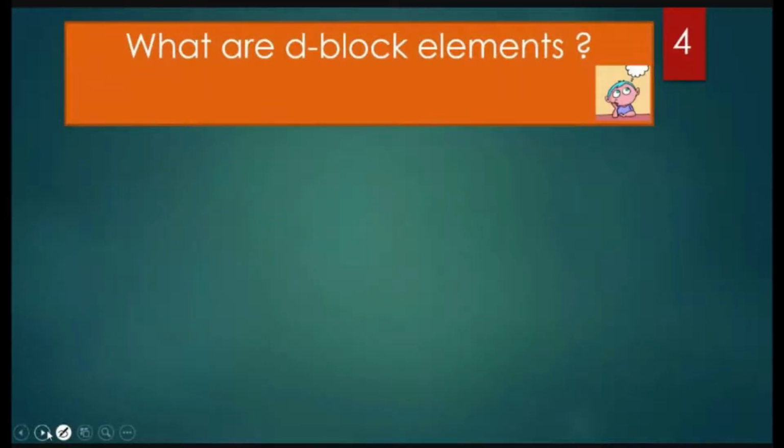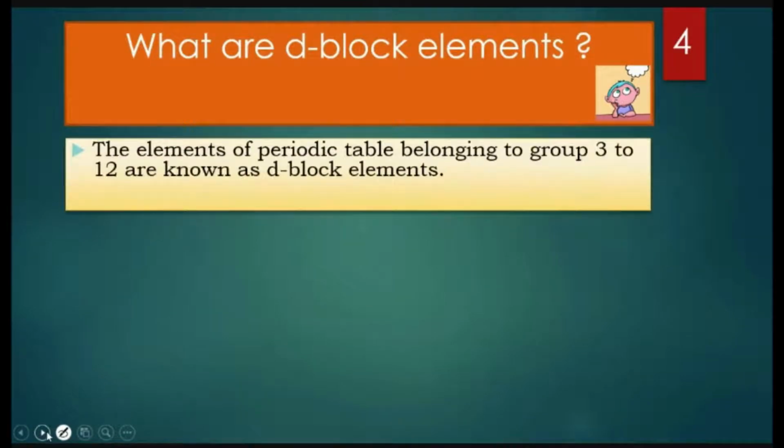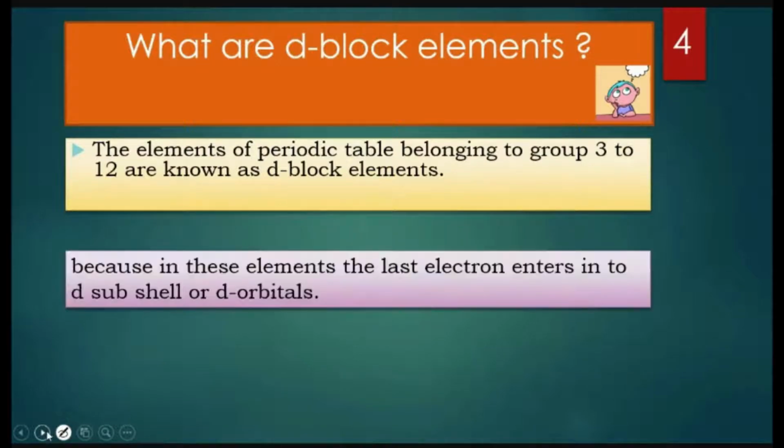So then, how do we define D block elements, or what are D block elements? Here is the definition. The elements of the periodic table belonging to groups 3 to 12 are known as D block elements. In the previous slide I have shown you the D block elements. And why are they called so? Because in these elements the last electron enters into the D subshell or D orbital, hence these elements are called D block elements.